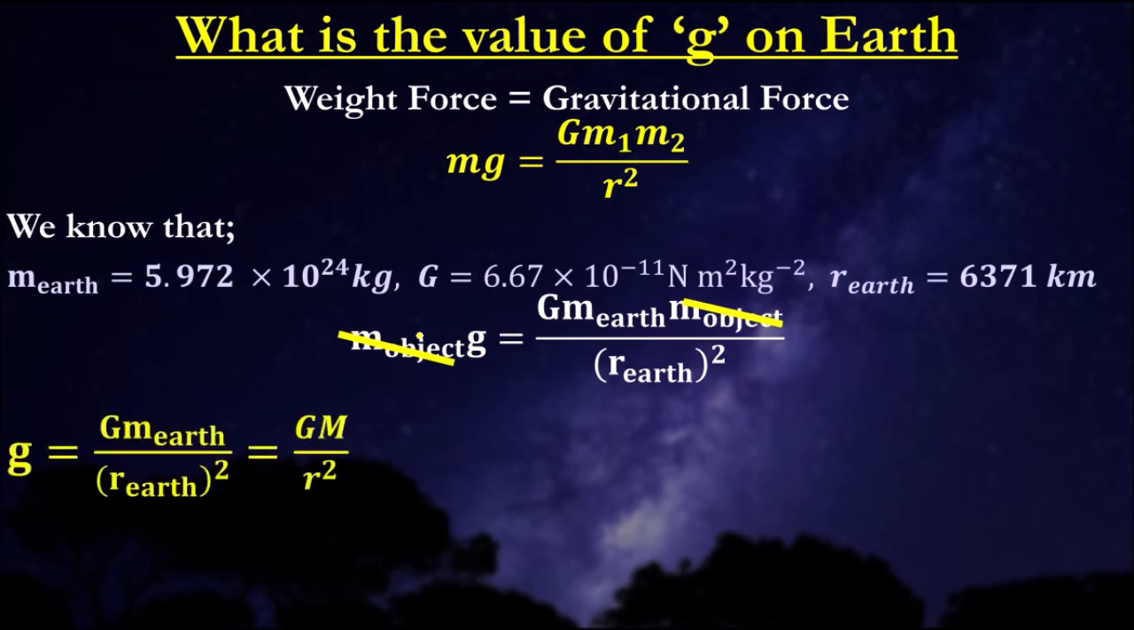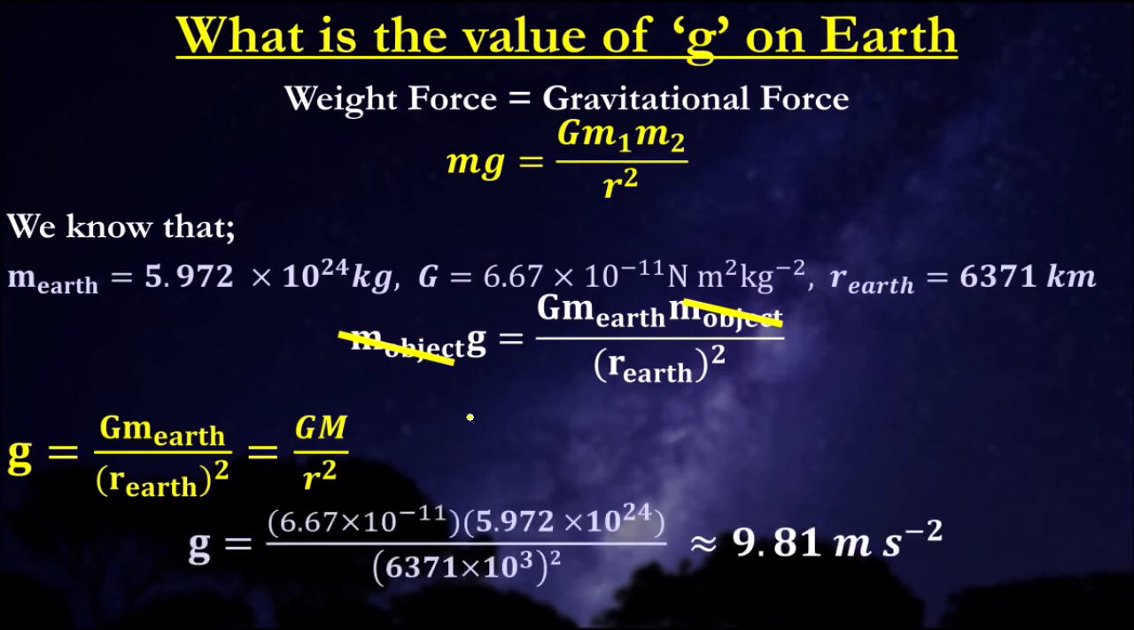If we do our substitution using the values given to us, we get 9.81 meters per second squared. Do remember though, you need to convert your kilometers into meters in order to match the same units as prescribed by the big G constant. So that's actually how we work out the average acceleration on Earth.